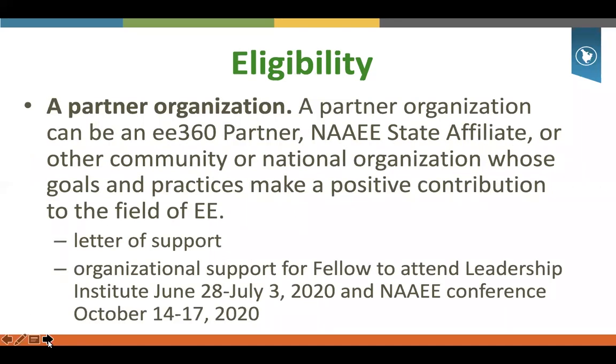The next eligibility requirement is a partner organization. And that's mainly because we can't really work with fellows that are just working independently by themselves, but we want fellows that are tapped into a support network through their partner organization. And this partner organization can be an ee360 partner, it can be an NAAEE state affiliate, or it can be any other community-based organization or national organization whose goals and practices make a positive contribution to the field. So that's basically any organization out there that's doing some great work.